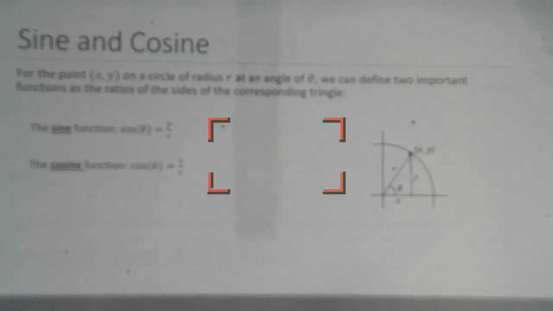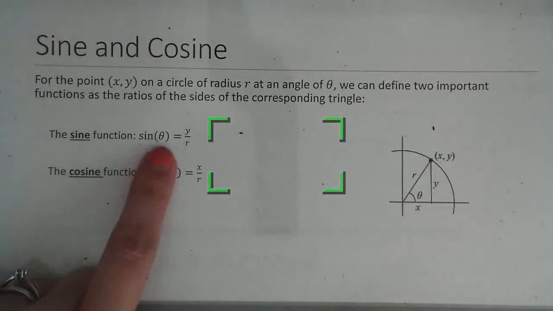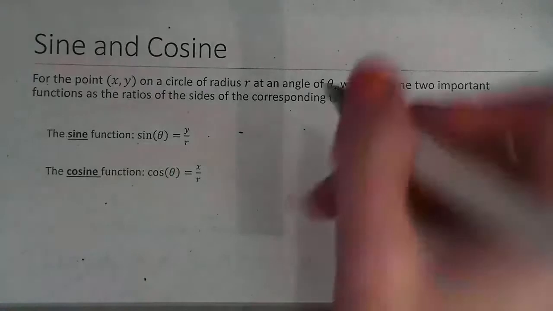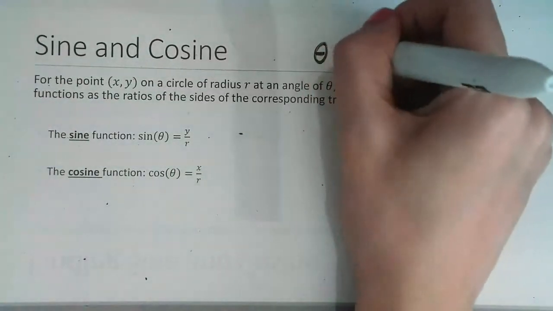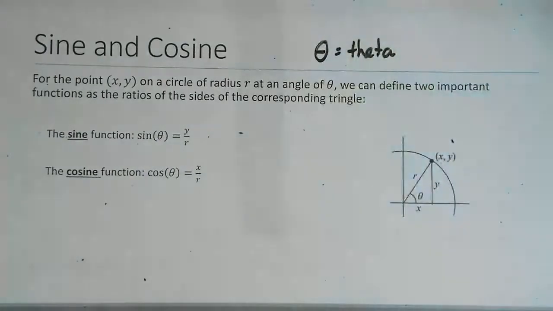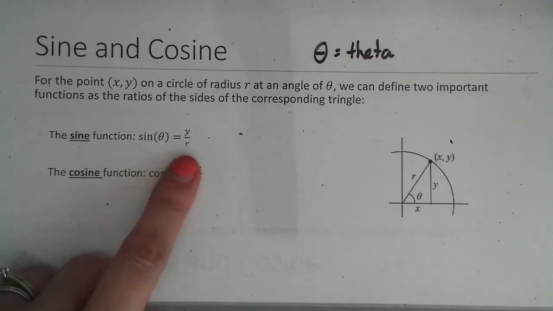The sine function is going to be a function of the angle. So the sine of an angle theta, I guess I've said it a couple times, this symbol right here, it looks kind of like a circle with a horizontal line through it. It's the lowercase Greek letter theta, and it's a very common letter for us to use for angles. So the sine of theta is going to be y over r.